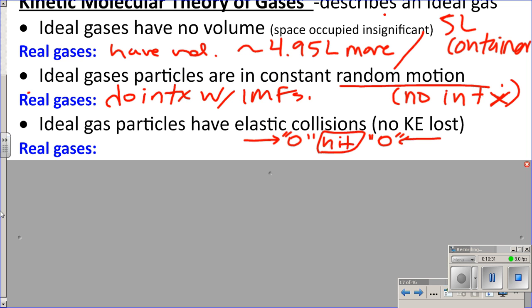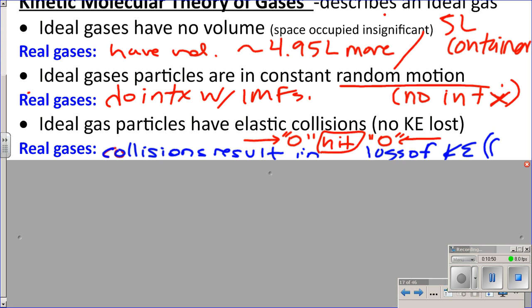When they collide, what happens? They lose just a little bit of energy, okay? So collisions, all right, it's a different color. Collisions result in loss of kinetic energy, and I'm going to put in parentheses friction. Friction is actually when they hit each other and kind of scooch together a little bit. The friction is what causes them to actually lose energy.